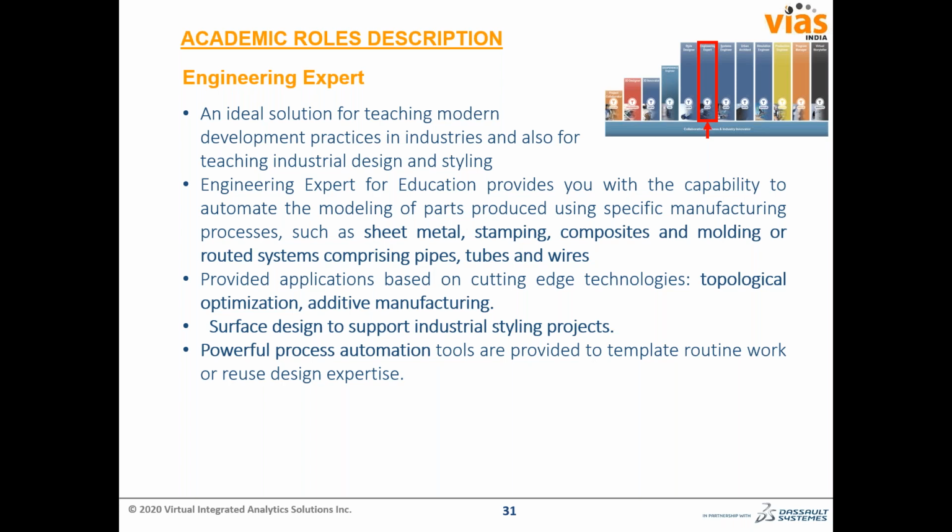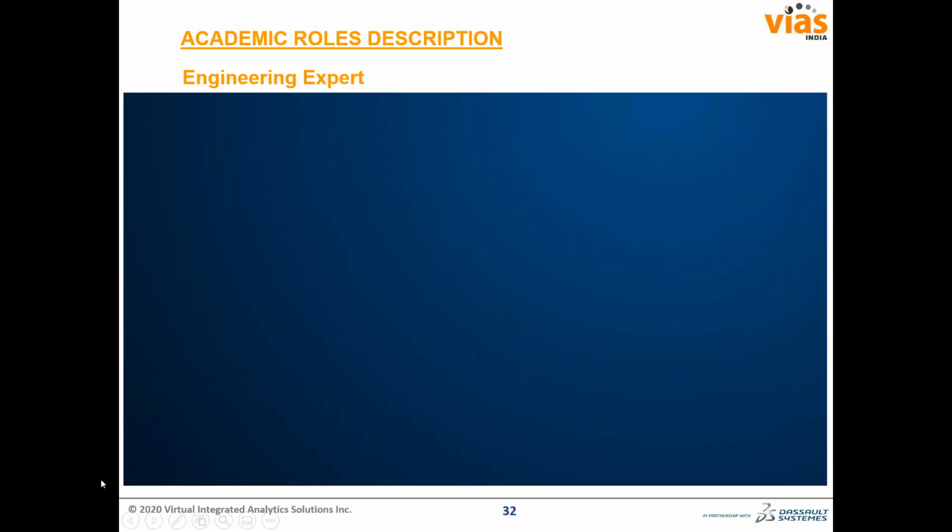Okay. The next in this is engineering expert. So basically there are some additional domains or subdomains carried out in industries or in academics also. They may be needed. So for example, we need to go for a sheet metal design or stamping process or composite design or additive manufacturing or powder metallurgy. So all these activities can be carried out under this engineering expert role. So I'll just run a video for this again.